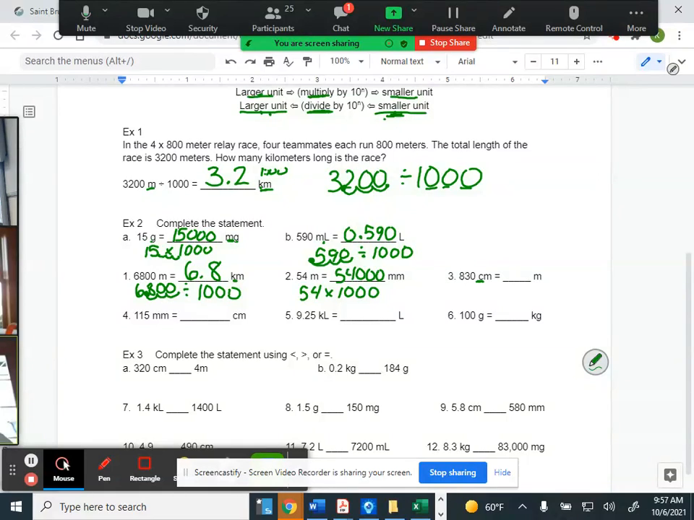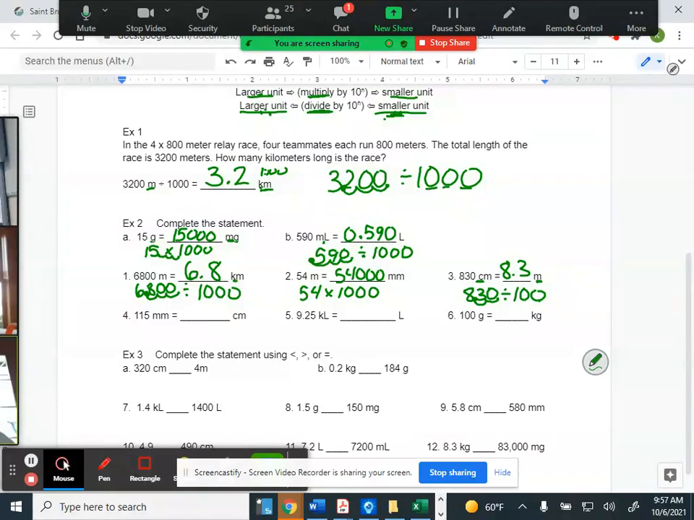This one is a centimeter. Centimeter is small, meter is large, so we want to go from small to large. We're going to divide. 830. Now centi means 100. So there's 2 zeros. So we're going to move that decimal point 2 places.